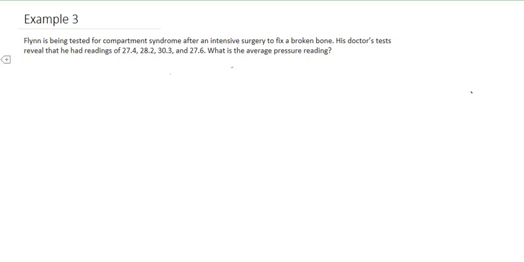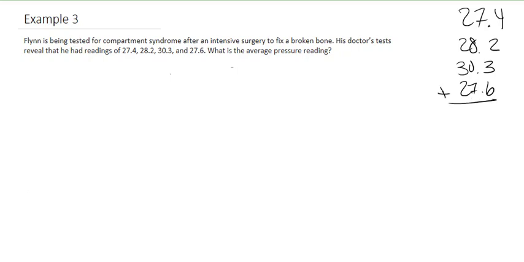To answer this question, we first need to add up all the numbers. So we do this by lining up the decimals. So, 27.4, 28.2, 30.3, and 27.6. So, 4 plus 2 plus 3 plus 6 is 15.